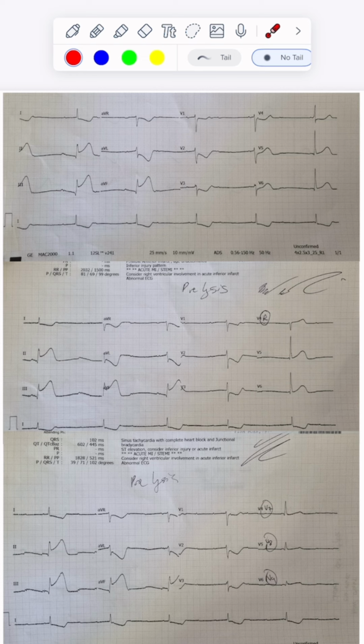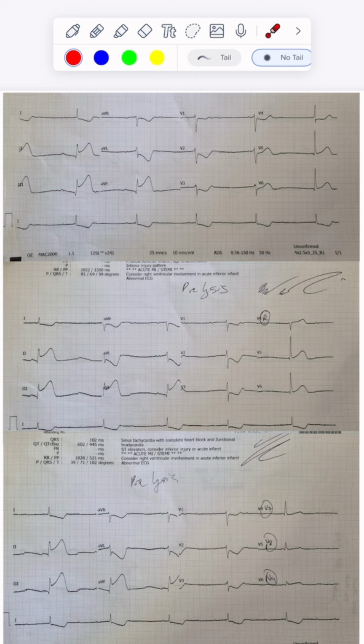Let's go through it. First we'll look at the rate, and we can count the number of QRS complexes, which is going to be 6, and we times it by 6. Why? Because it's a 10-second ECG, and that equals 36, which means that this is a bradycardia. We can also see just from the eyeball test that this is a regular bradycardia, right?